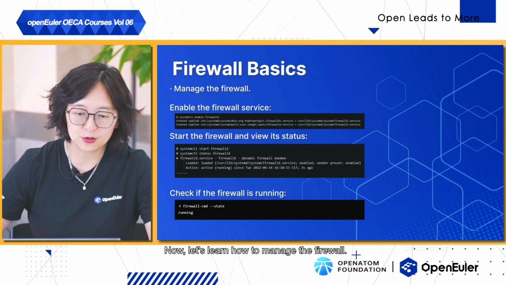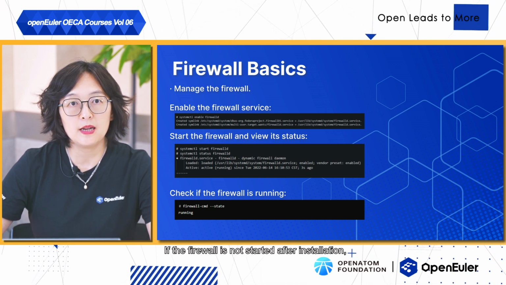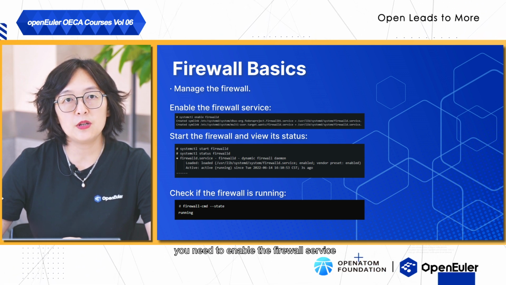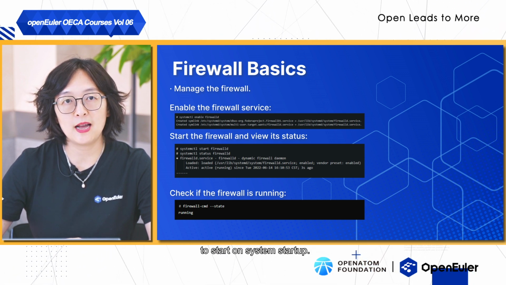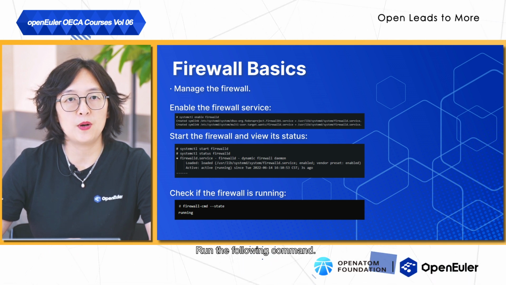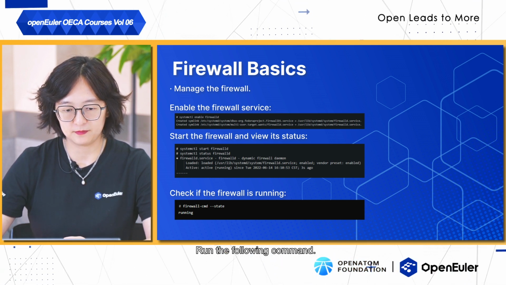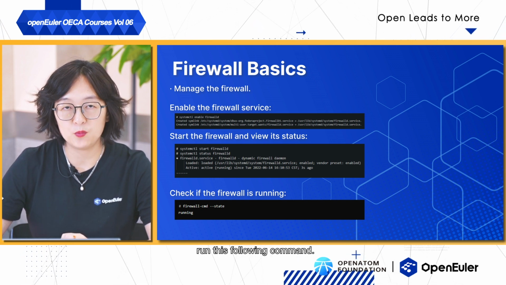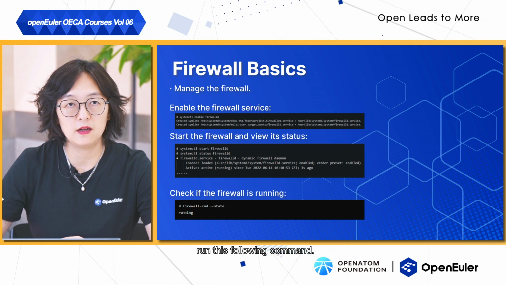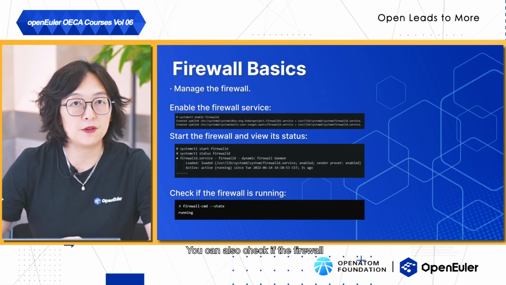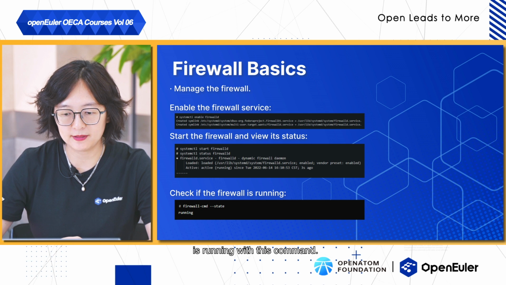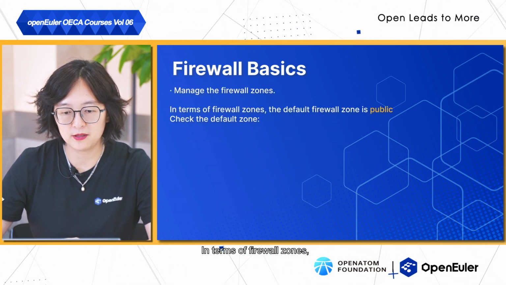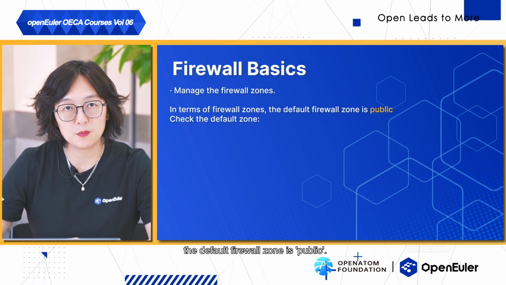Now let's learn how to manage the firewall. If the firewall is not started after installation, you need to enable the firewall service to start on system startup. Run the following command. To start the firewall and view its status, run the following command. You can also check if the firewall is running with this command. In terms of the firewall zones, the default firewall zone is public.